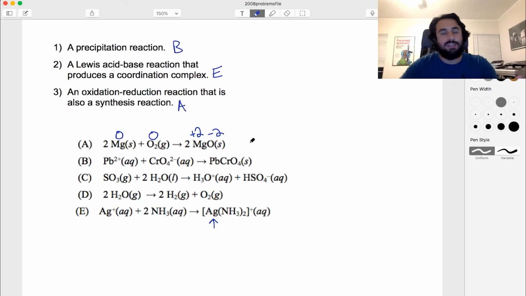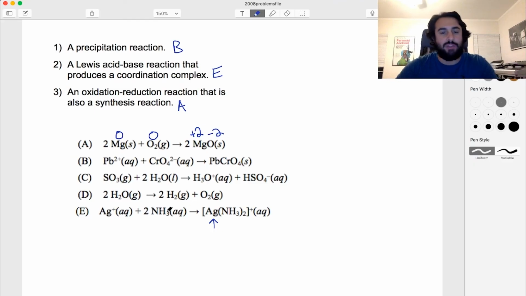So this is very nice because this is helping us remember the definitions of these types of reactions, right? What is a precipitation reaction? We need to know fundamentally what that means. We need to know what a coordination complex is. We need to know what a Lewis acid-base reaction is, right?